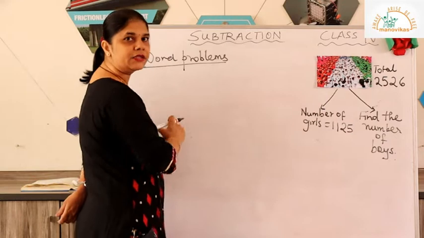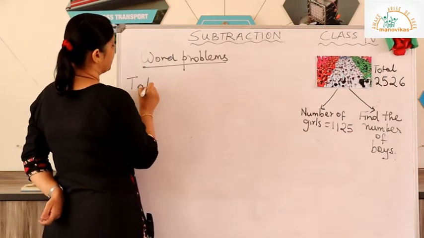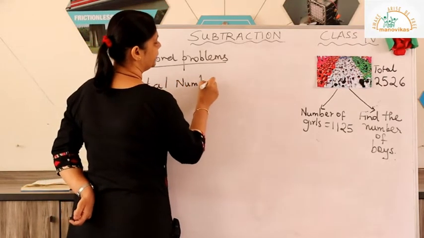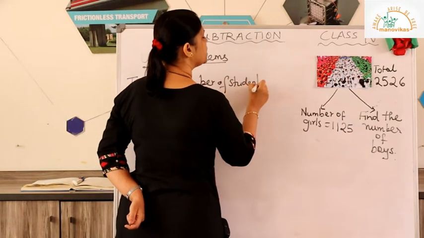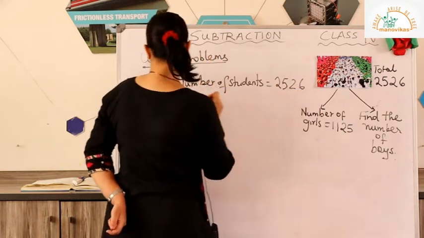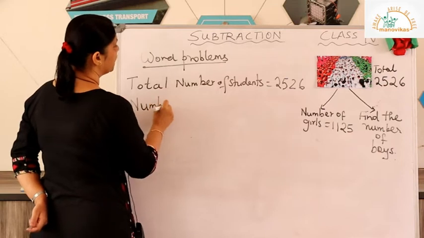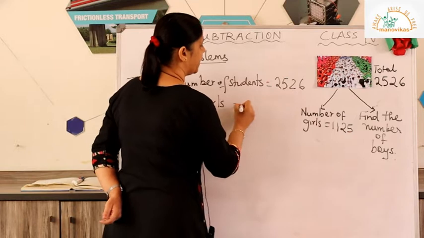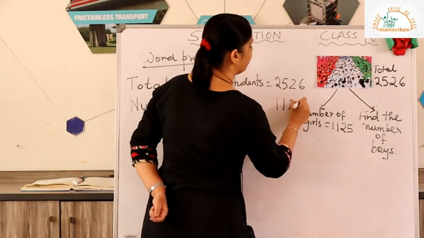So now let's write the word statements. First we will write total number of students, correct? How many students were there? 2, 5, 2, 6, correct? Now number of girls who took part. How many girls were there in the parade? There were 1, 1, 2, 5, correct?